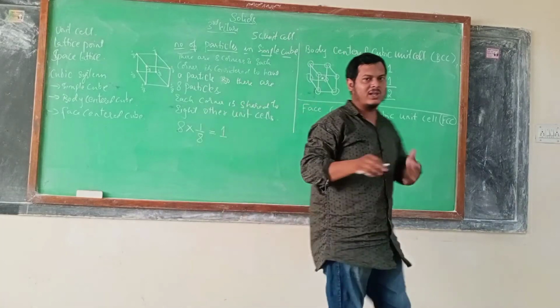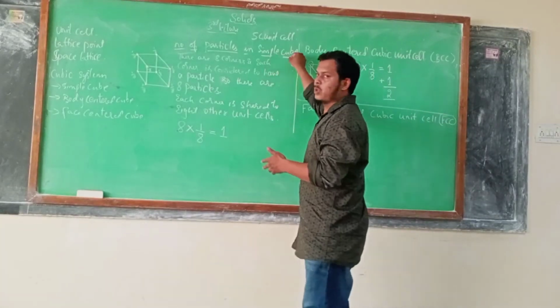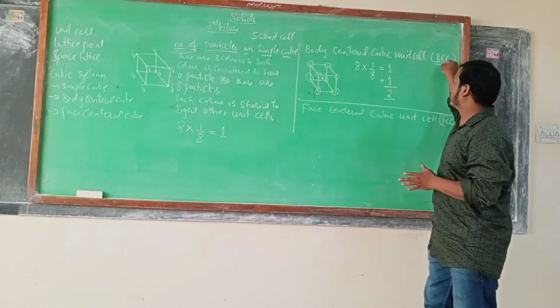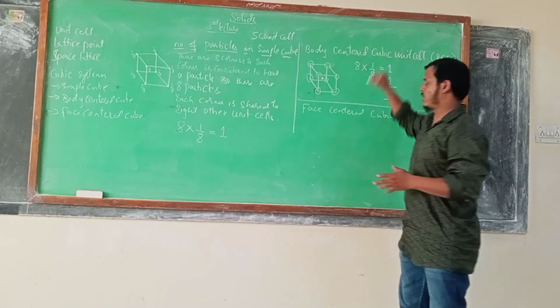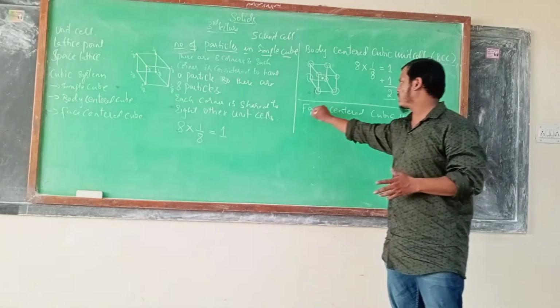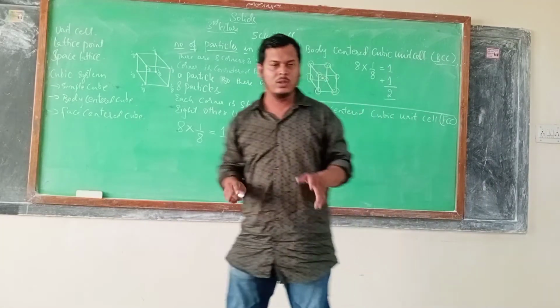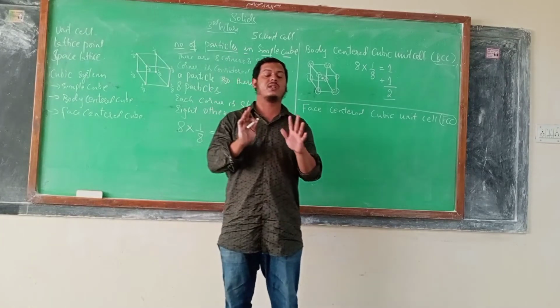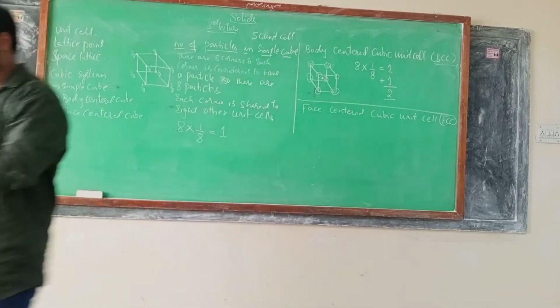Generally, the name they use here is the simple one. In the question paper they sometimes use BCC and FCC. Remember, BCC is the body centered cubic unit cell, and FCC is the face centered cubic unit cell. Now first we will understand what a face centered cube is. Just a second.